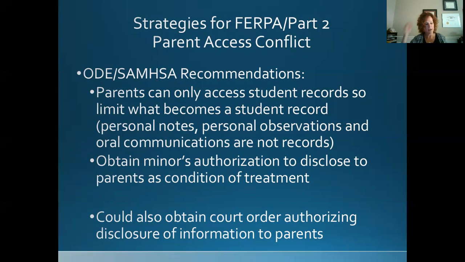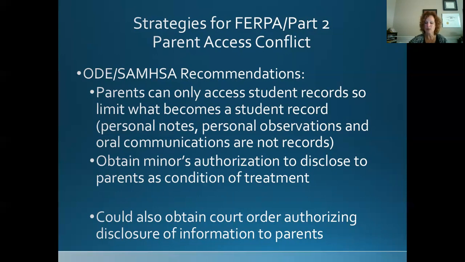So hopefully what we have gone over today will be beneficial to you in terms of determining who is covered by each of the laws, what information is covered by each of these laws, the parent's role and rights under each of these laws, the minor's role and rights under each of these laws, and then ultimately determining what law applies to a student's behavioral health records, whether it be HIPAA or FERPA, and then lastly, trying to work out the Part 2 and FERPA related issues.